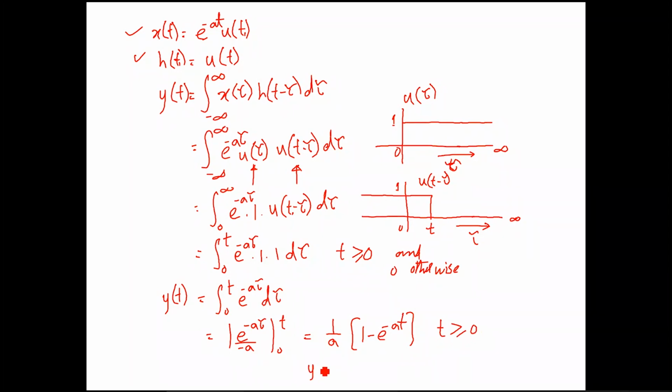And just to cater for that, we write y(t) is equal to 1 over a into 1 minus e raised to the power of minus a t, times u(t). This multiplication of u(t) ensures that t is always positive, greater than or equal to 0. So this is the answer that you see right there.